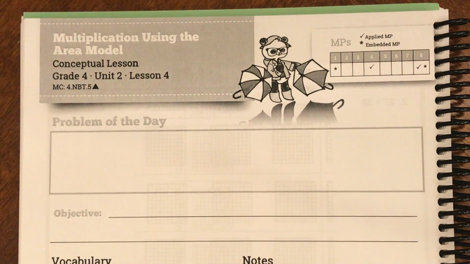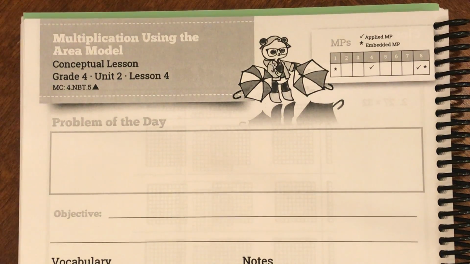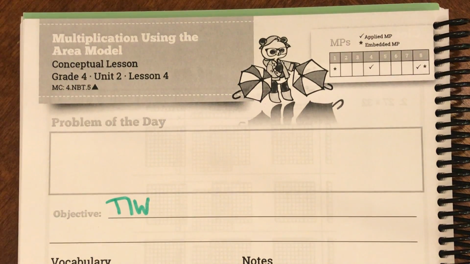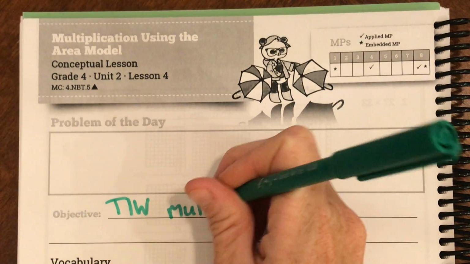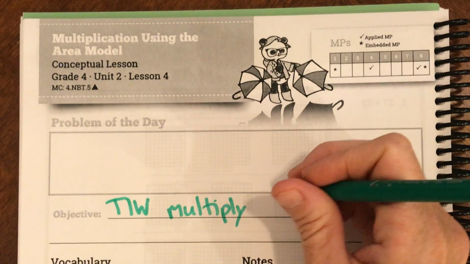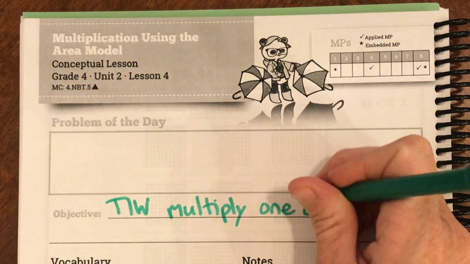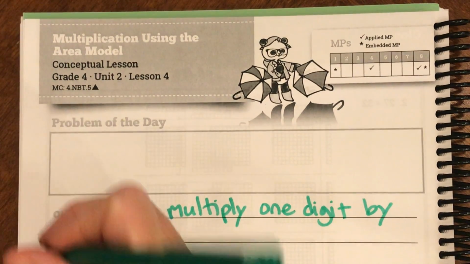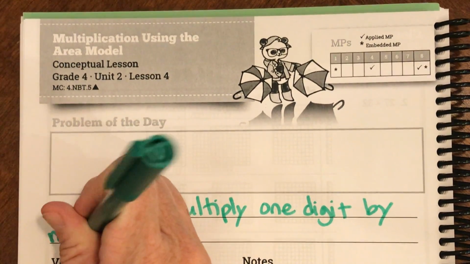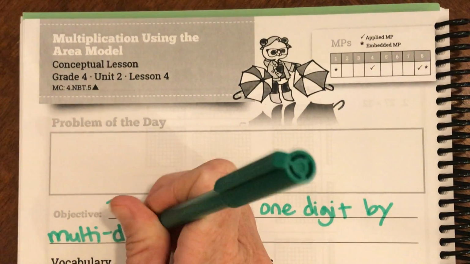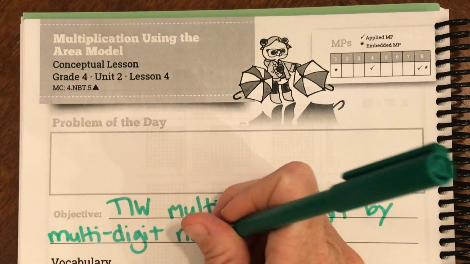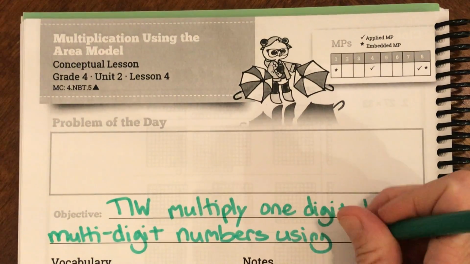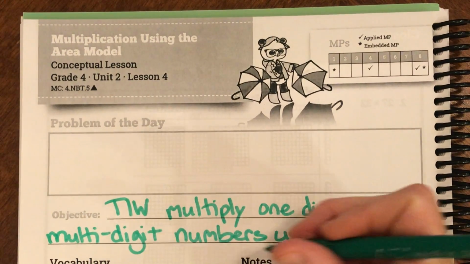Today we are on page 89 of your student journal. And our objective for the day is, today I will multiply one digit by multi-digit numbers using the area model.